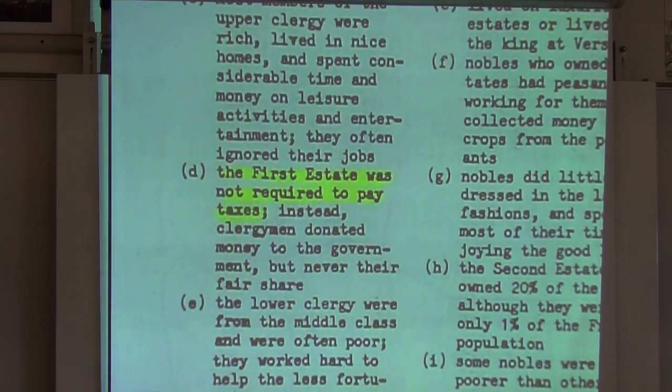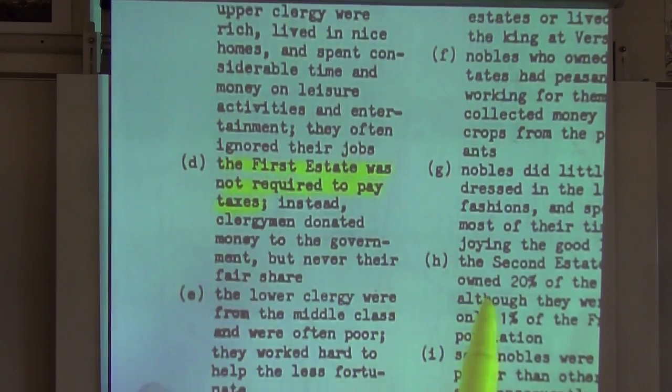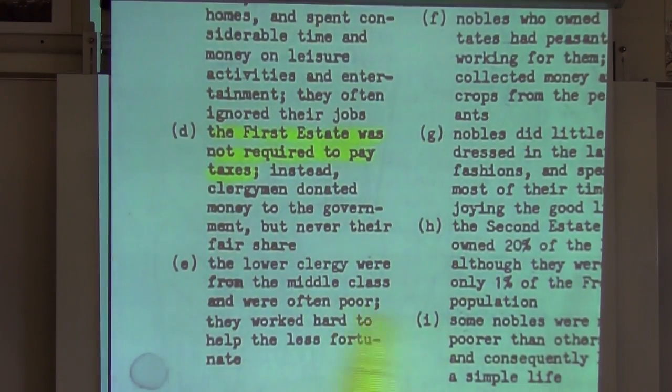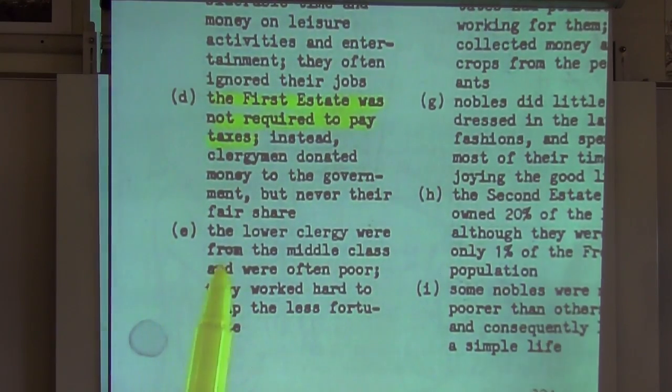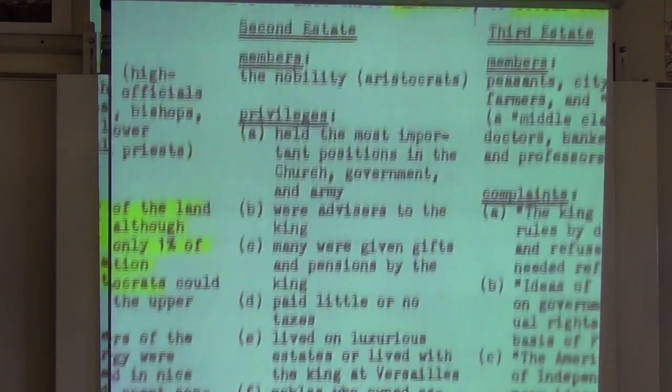That's a recipe for trouble. Typically, first estate members would donate money to the government to help it be run. These donations were looked upon as, oh, what a nice guy, but never their fair share. And let's make sure we understand there were some lower clergy members from the middle class. They were often poor. And yes, there were a lot of good priests out there, good members of the Roman Catholic Church that did do the right things and try to help the regular folks.